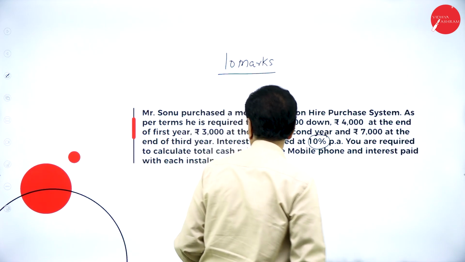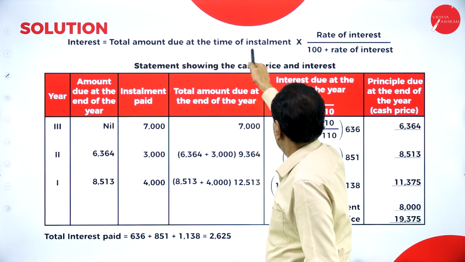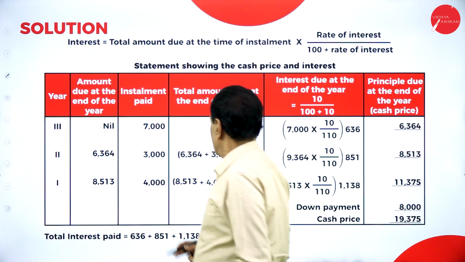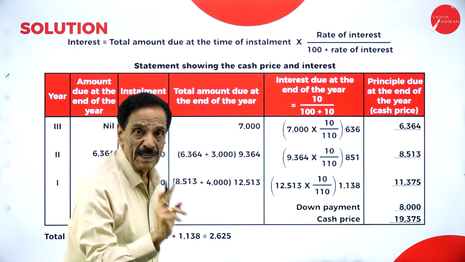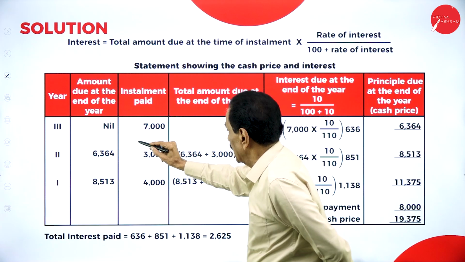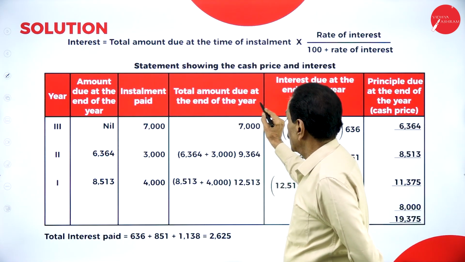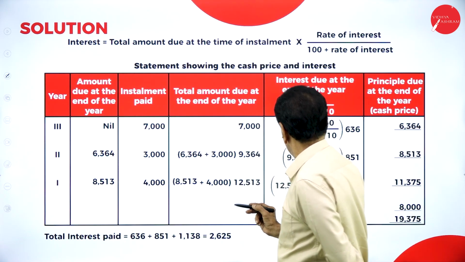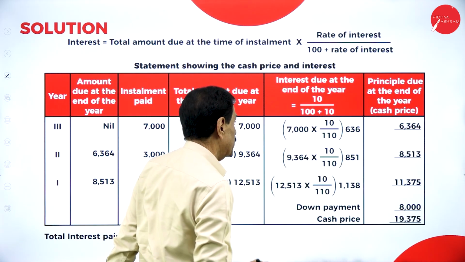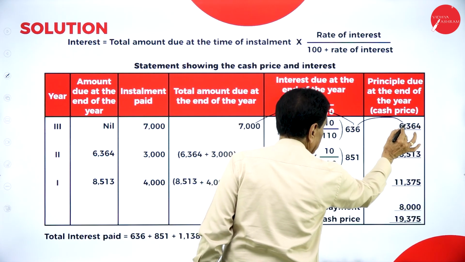We'll move on. So interest is equal to total amount due at the time of installment into rate of interest over 100 plus rate of interest. Here 10% is there, so 10 by 110. Amount due at the end of the year, nil. Installment paid, 7,000 for third installment. Total amount due at the end of the year is 7,000. Interest due, 7,000 into 10 by 110 is 636. 7,000 minus 636 is 6,364.